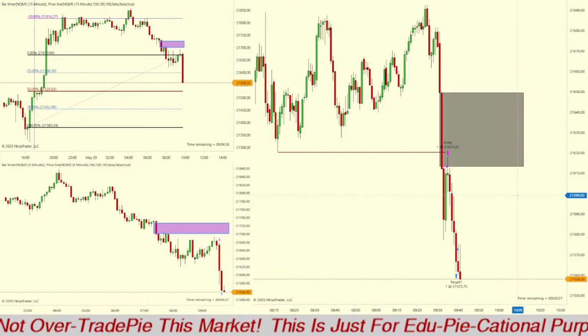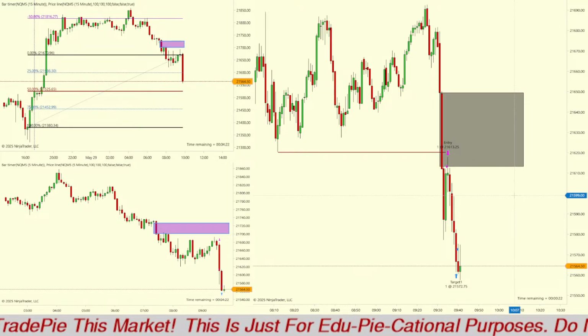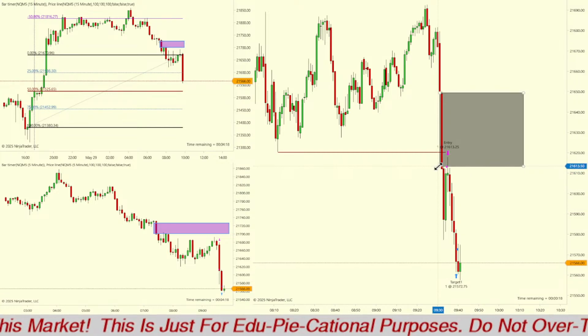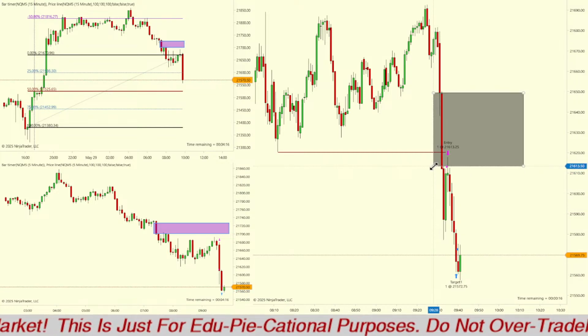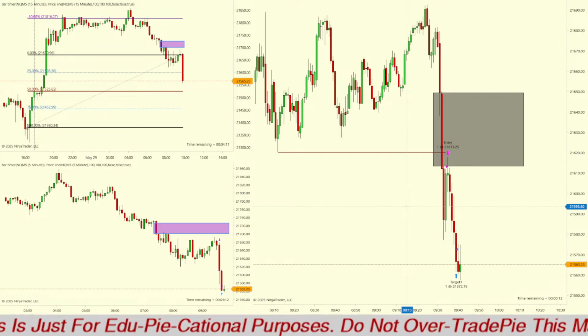Okay, now we have the candles a little more clear. Sorry. Okay, now we can see also the shadows.